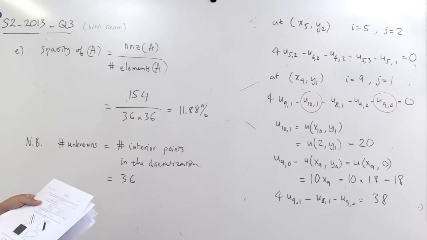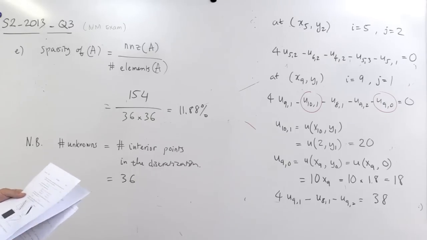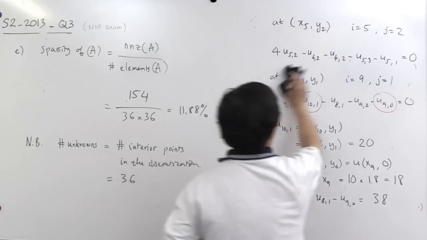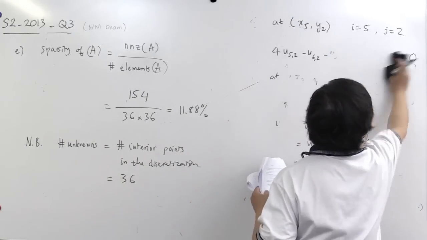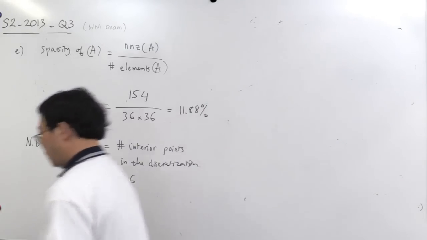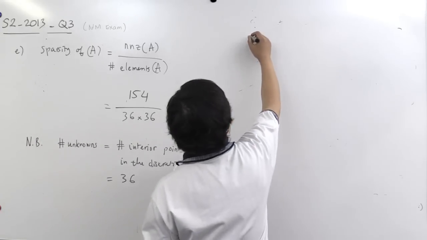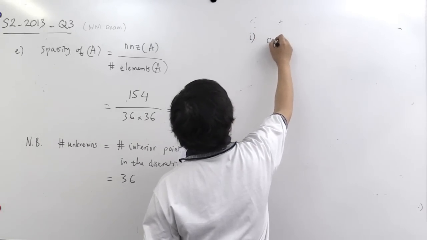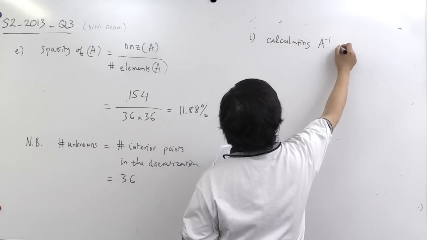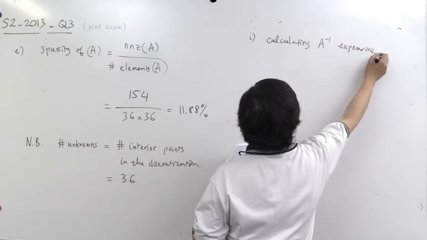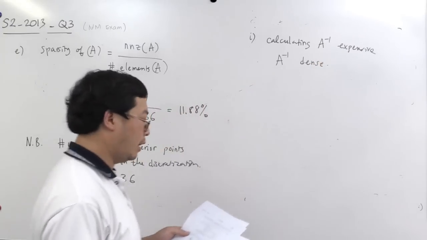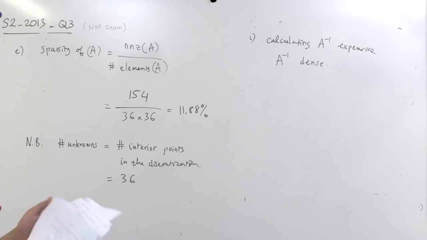The next question is, why is calculating A inverse not a good idea? Calculating A inverse is expensive, and A inverse is dense. So we don't recommend computing A inverse explicitly.